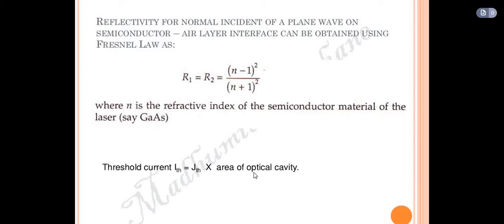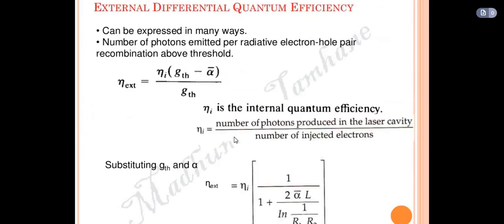So we can write ITH is equal to, what is the density? What is the current? Density is nothing but current by area. So if you want to find the current, it is JTH, density, into area. Clear? Area of the optical cavity. Here we are assuming an optical cavity, that's the reason we are mentioning the optical part. Clear? So this is the formula to find the threshold current, how much threshold current we are going to obtain in our medium. Clear?